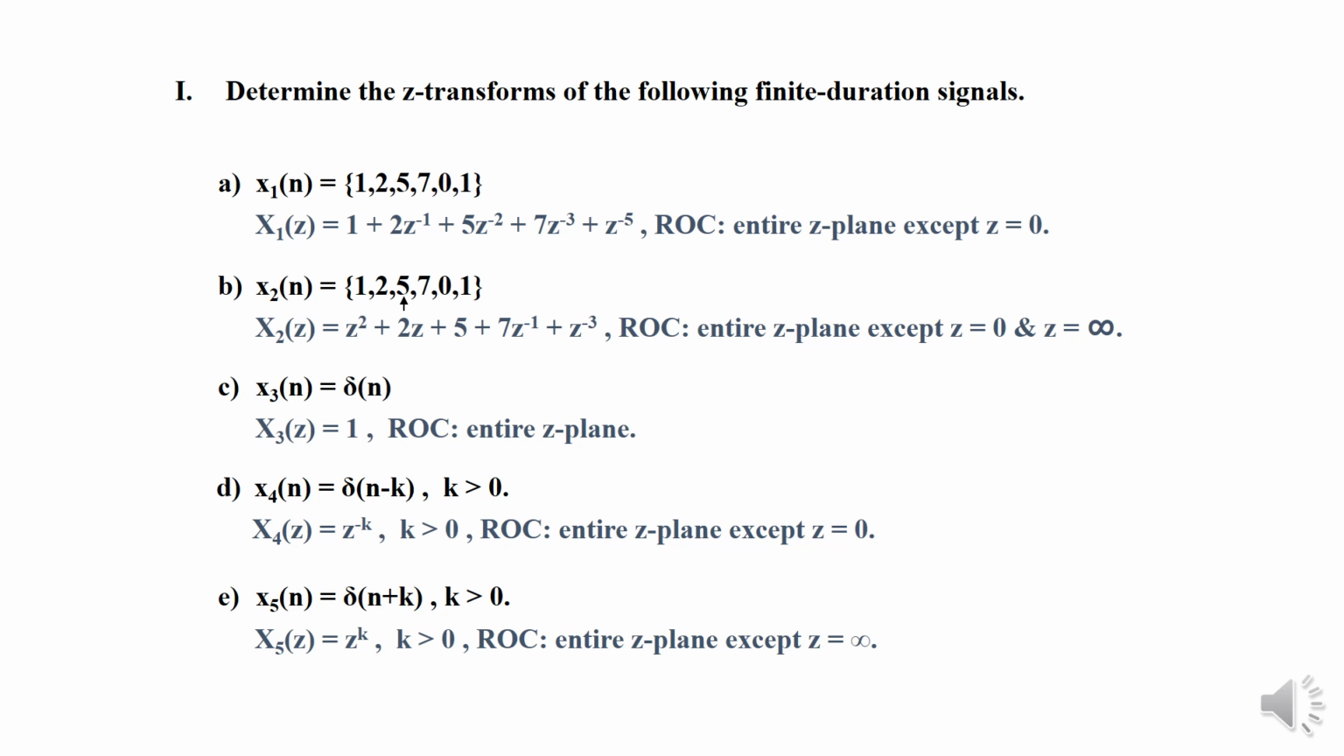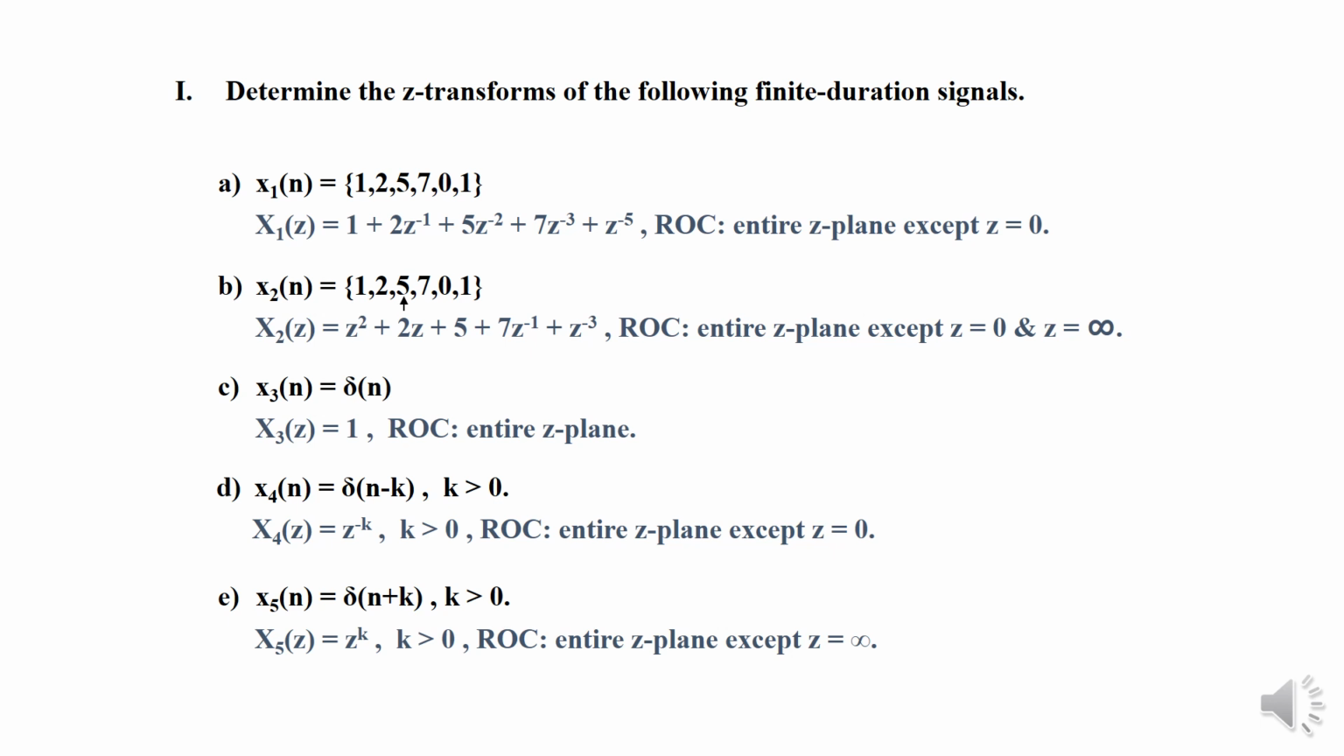So again the same thing. Just apply the definition of X(z), then you get X2(z) equals z squared plus 2z plus 5 plus 7 z to the power minus 1 plus z to the power minus 3, right? As you can remember, the ROC will be the entire z plane except z equals 0 and z equal infinity.